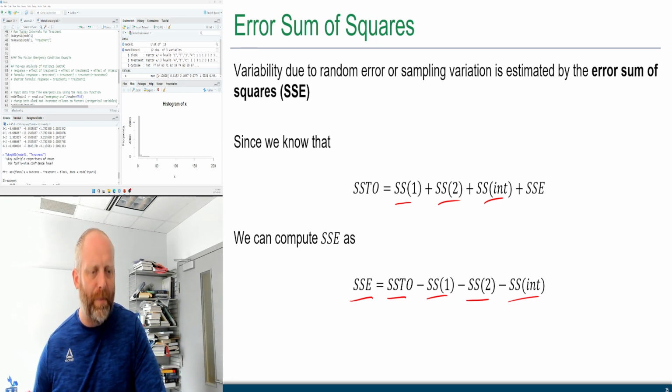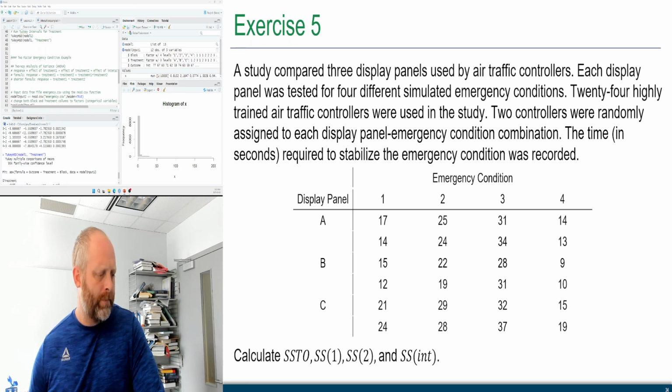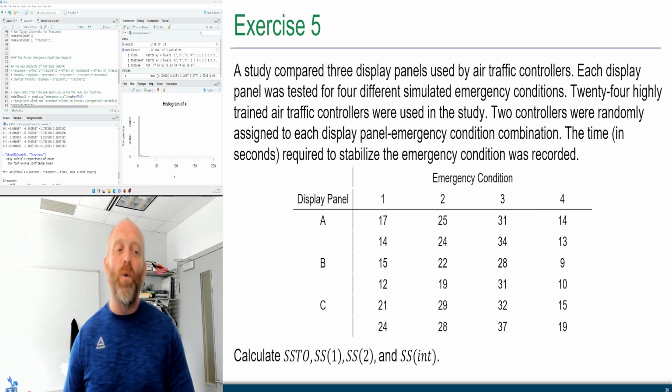All right, let's look at the example that we're going to be playing around with here. This is exercise number 5. A study compared 3 different display panels used by air traffic controllers. Now, each panel was tested for 4 different simulated emergency conditions. So 24 highly trained air traffic controllers were used in the study. 2 controllers were randomly assigned to each display panel emergency condition combination. So again, we have 3 different display panels. We have 4 emergency conditions.